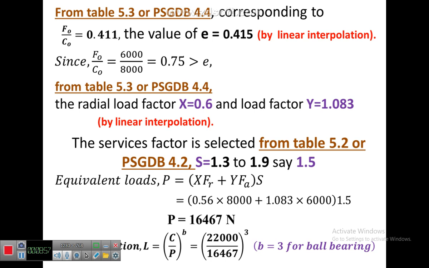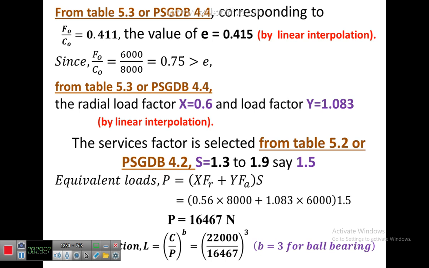So you can take the X factor value, that is load factor, as X equal to 0.6 and Y equal to 1.083 from the same page. We also need to take the service factor, that is S value. That is also taken from the same data book, page number 4.2, that is going to be 1.3 to 1.9. So we take the average as 1.5.